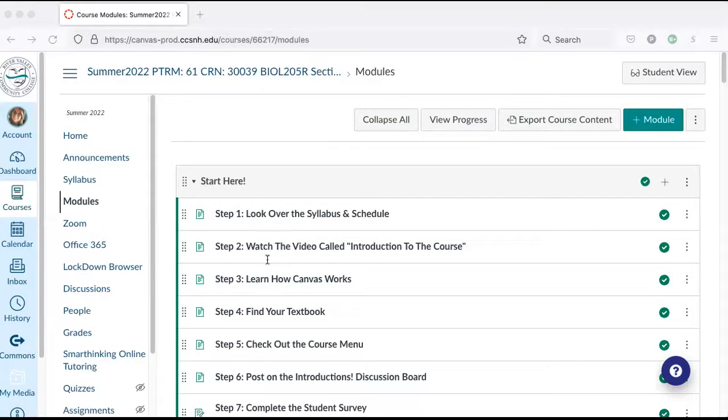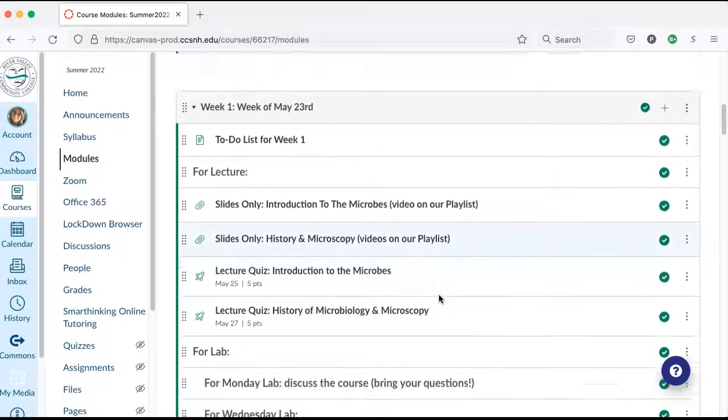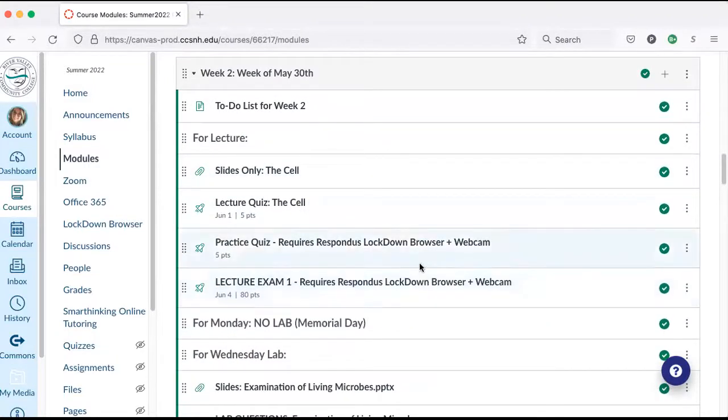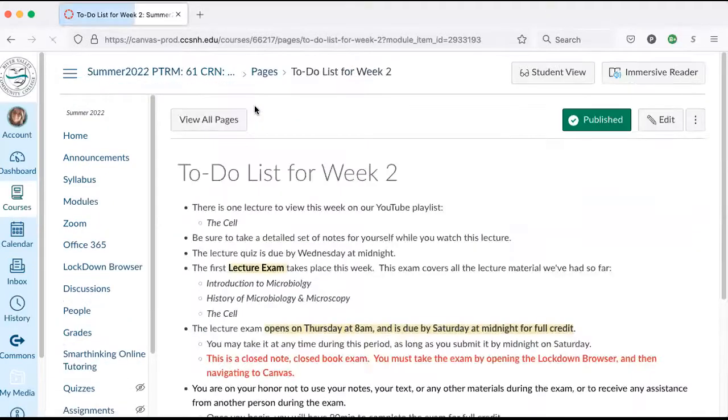All right, let's pull up our homepage on Canvas. We're actually looking at the modules on our Canvas page. I'm going to scroll down into week 2 right here. I'm going to open up our to-do list for the week. So remember, you have one lecture to take care of this week, and that's the cell. The lecture quiz is due by midnight tonight.